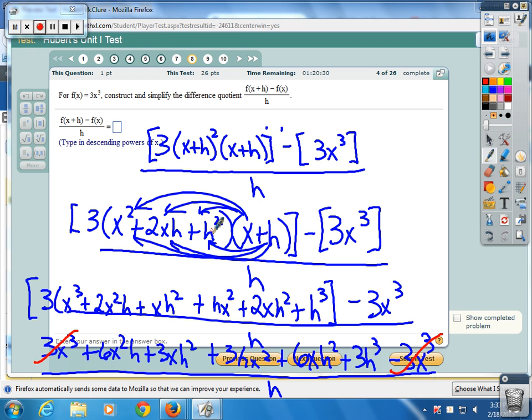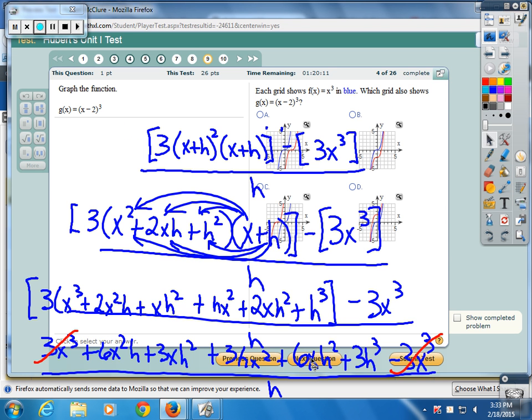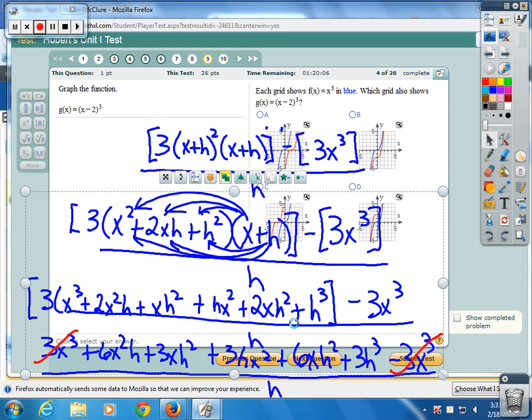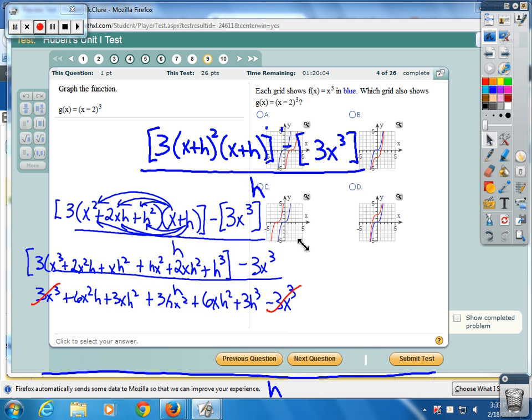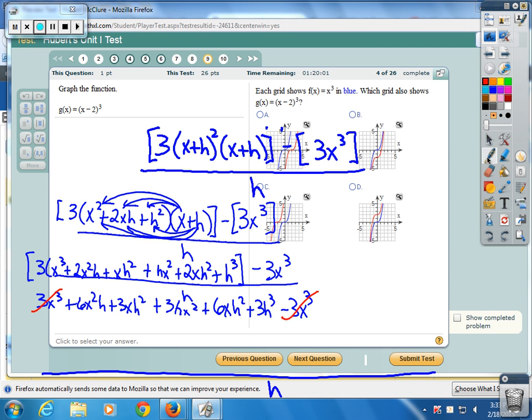And then distribute the 3. It'll be 3, 6, 3. 3, 6, 3. And then 3, 6, 3. Now, let's take that. Alright, now let's take that. It's all over h.